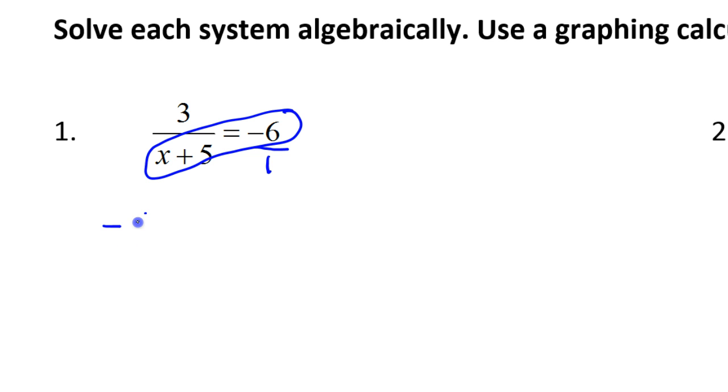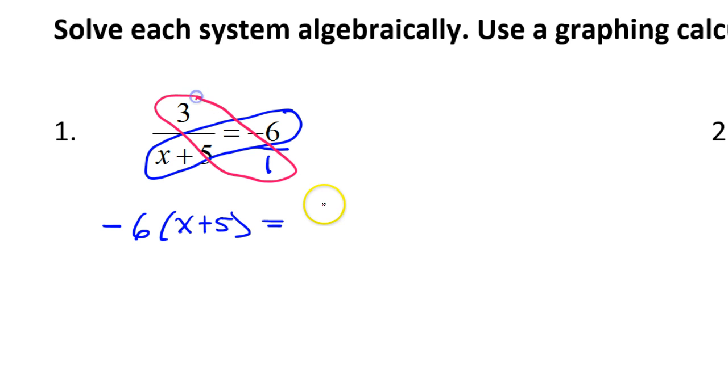So usually I skip this step, but I'm going to just show it for right now. I'm doing -6 times x plus 5. And then the other diagonal, in this case, is just 3 times 1. So usually I skip this step and I just do the distributive property immediately. So this would be -6x minus 30 is equal to 3. So now that the fraction is gone, it's easy to get x by itself.